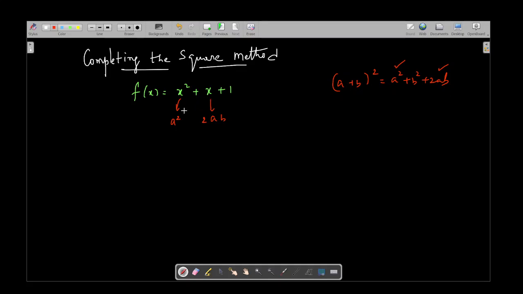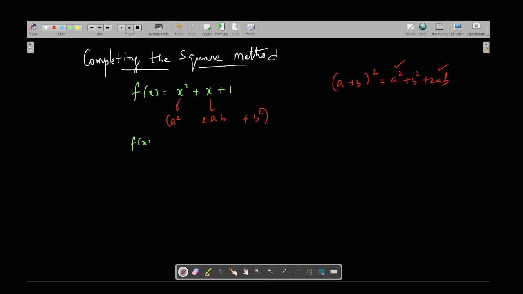If you take these two terms only, it is not a square, it is an incomplete square. To make it a complete square, I have to add a term called b square. Then only I can make this whole thing a complete square. That is why this method is called the completing the square method. So let's see how to do that.